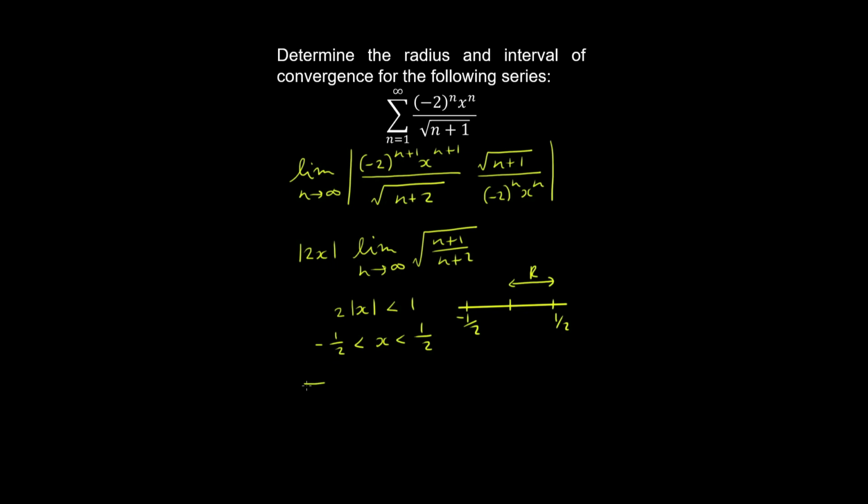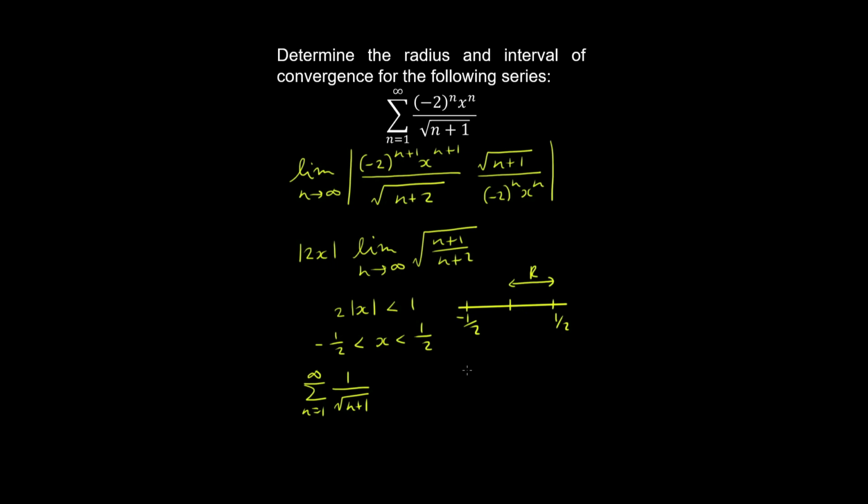So now we test the endpoints of the interval. So we substitute minus a half into the series. So that will be minus 2 times minus a half to the n, or 1 to the n on root n plus 1. And I'll leave it for you to verify that this diverges.